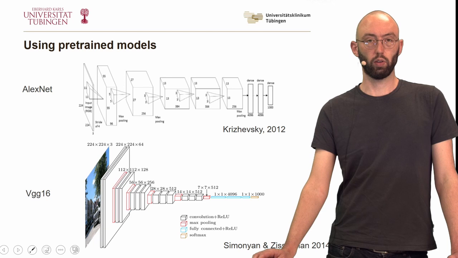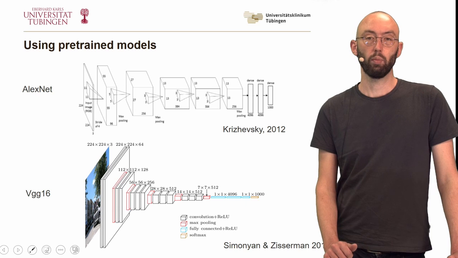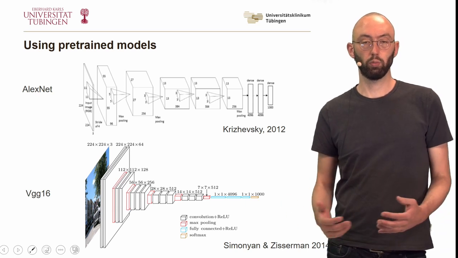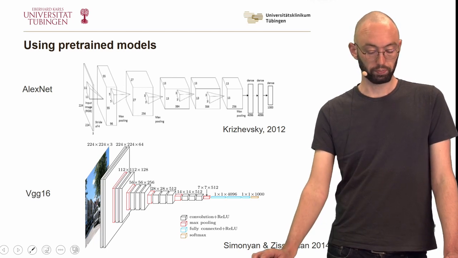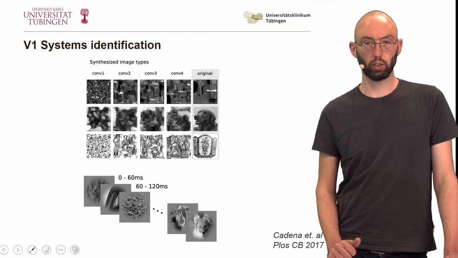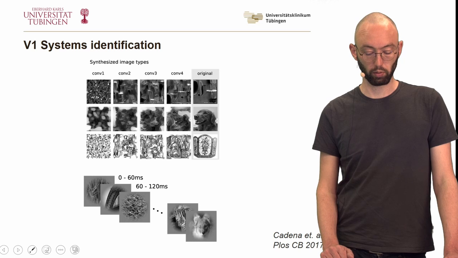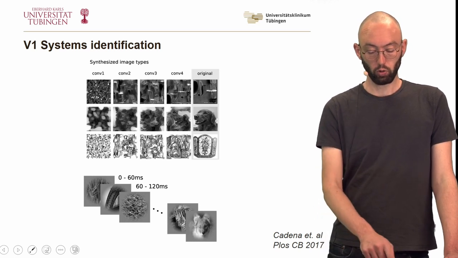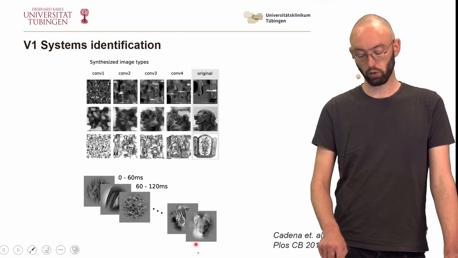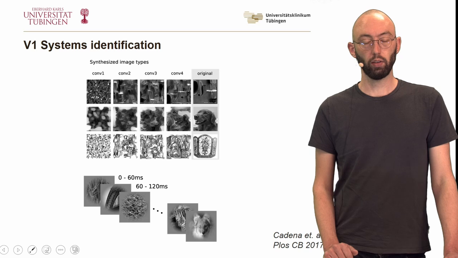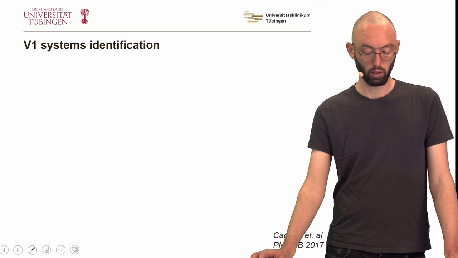So basically, in this case, one states the hope that the representation learned by the network is somehow more generally useful beyond pure object classification. So for example, one can use that for V1 systems identification as done in this paper from colleagues in Tübingen. Here they showed monkeys in the visual cortex a series of briefly flashed images and then tried to model the relationship between these images and the elicited neural activity.